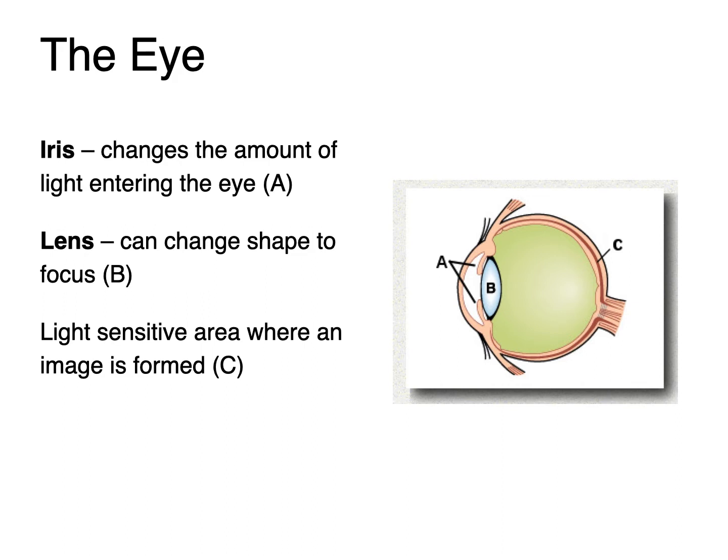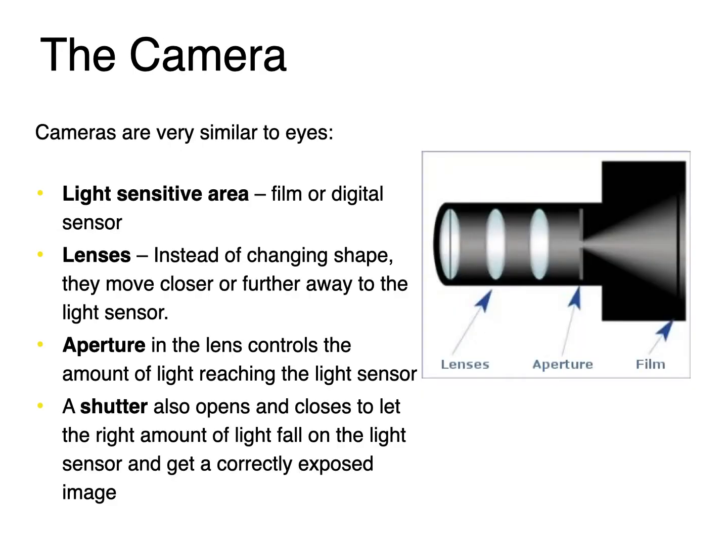Hope you remember the focal length, the image plane, and the focal point plane, where the image and the lens meet to get a clear picture, that is a focused picture, which we call the focus plane. So here B is the lens part, which can change its shape to focus. And C is the light sensitive area where an image is formed.